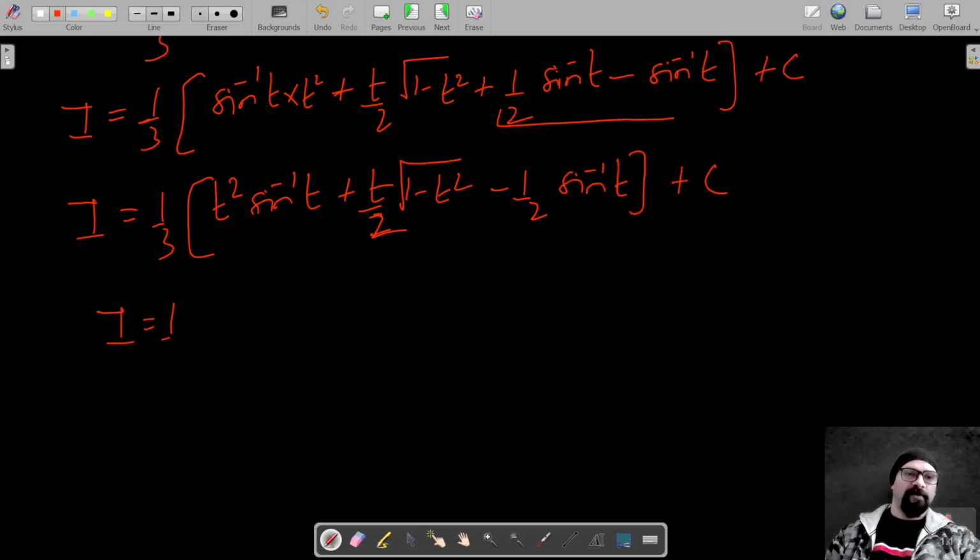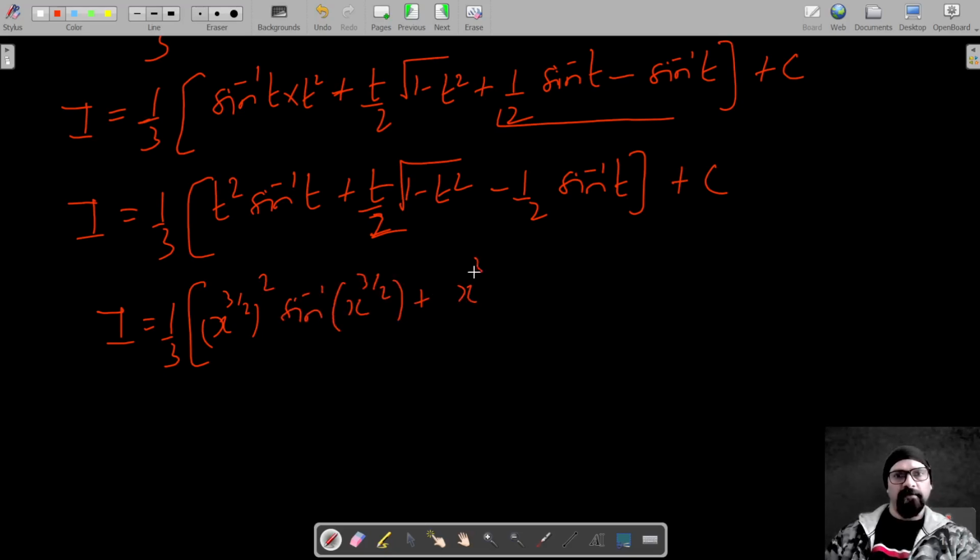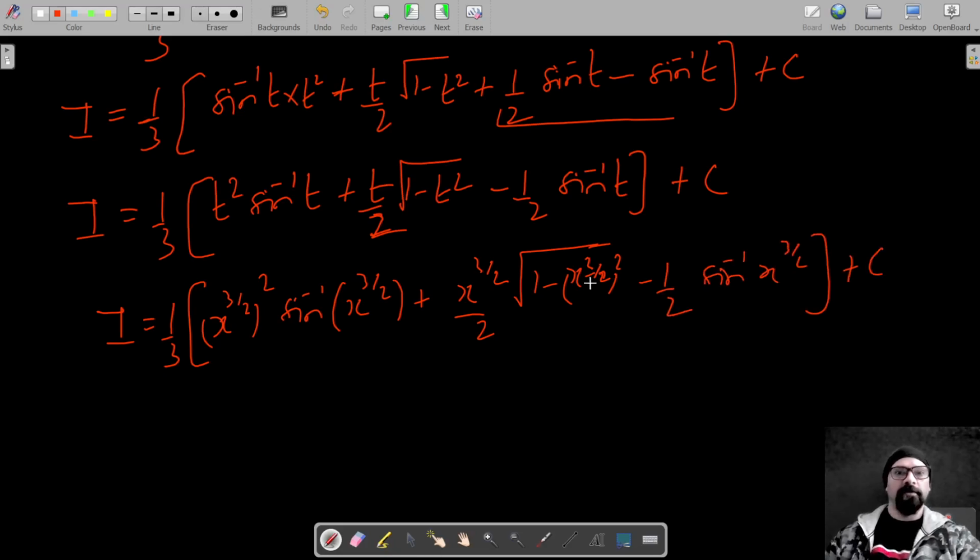Okay, let's put in the value of t. So t was x raised power 3 by 2. So this is t square, x raised power 3 by 2 square, sine inverse x raised power 3 by 2 plus x raised power 3 by 2 under root 1 minus x raised power 3 by 2 the whole square, minus half into sine inverse x raised power 3 by 2 plus c.